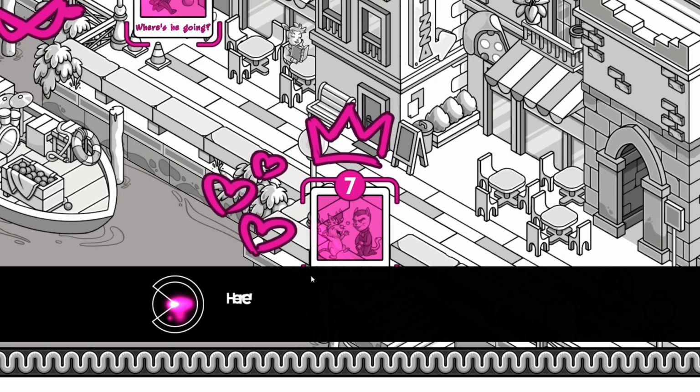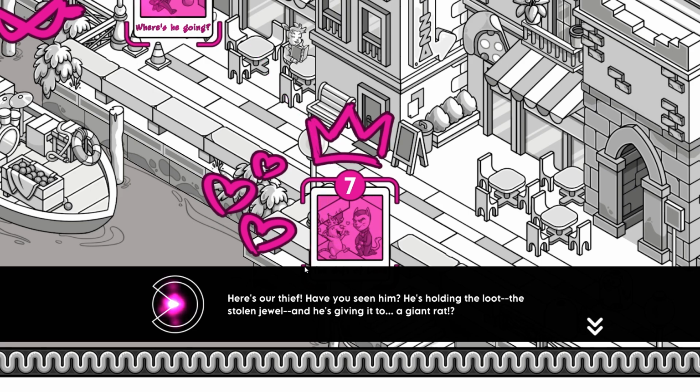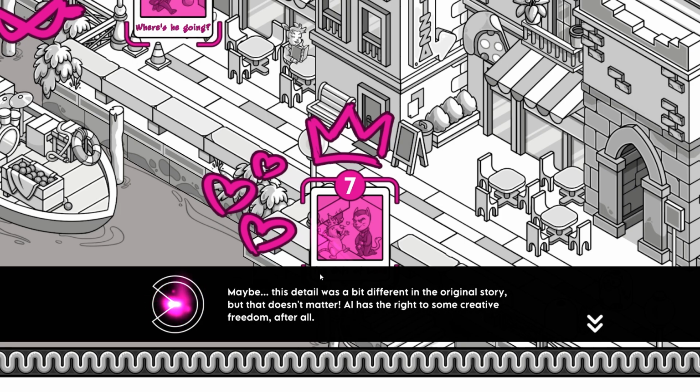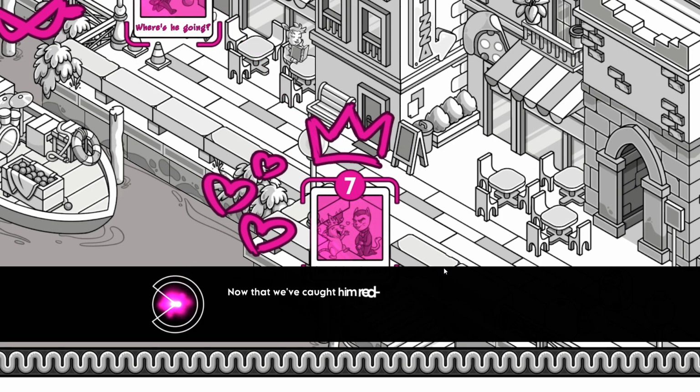The gift of love. Here's our thief. Have you seen him? He's holding the loot, the stolen jewel, and he's giving it to a giant rat? Maybe this detail was a little bit different in the original story, but that doesn't matter. A story has the right to some creative freedom, after all.